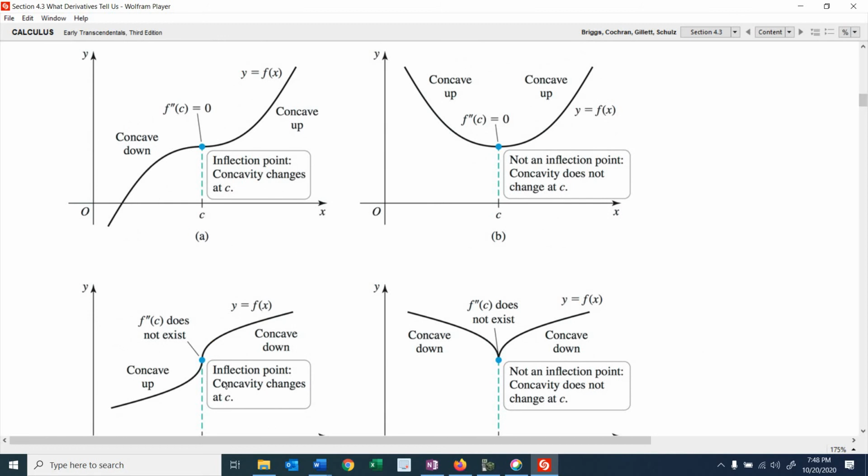Okay, again, if you want to go back to these examples, that'll help reinforce the possibilities here. Again, it is possible for the second derivative to be 0 and for it to be an inflection point, like it is here. Or it could be the case where the second derivative doesn't exist and it's an inflection point, like it is here. But it's also possible for the second derivative to be 0 and not have an inflection point there. And that's an example of one right there. Or it could be the second derivative doesn't exist, like it doesn't here, because that comes to a sharp point. But it's not an inflection point because it's concave down on both sides.